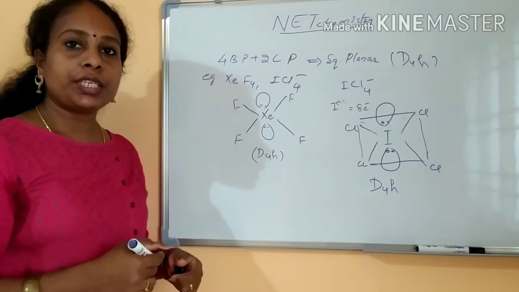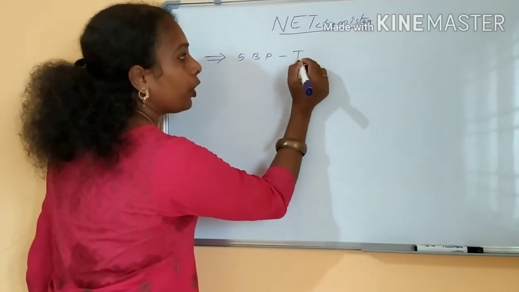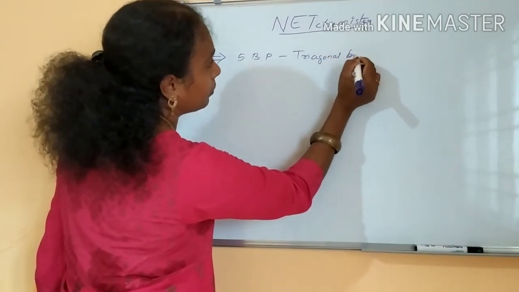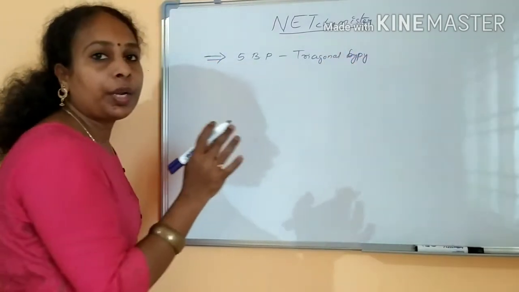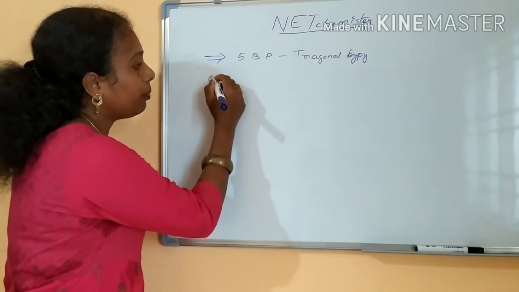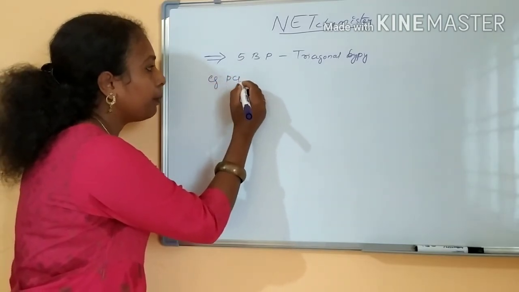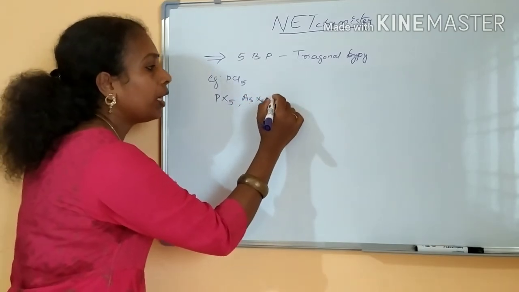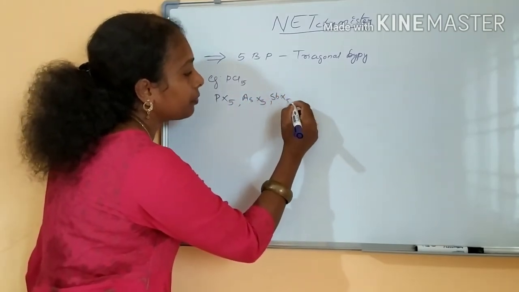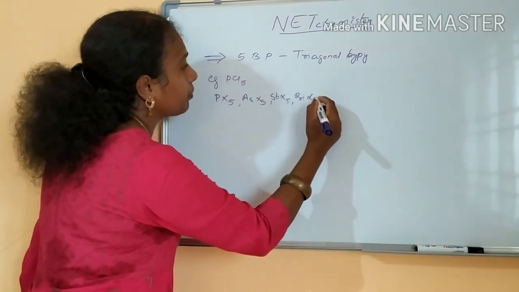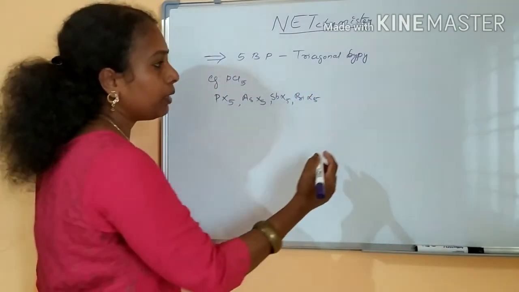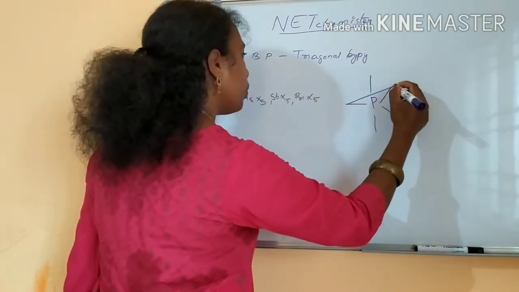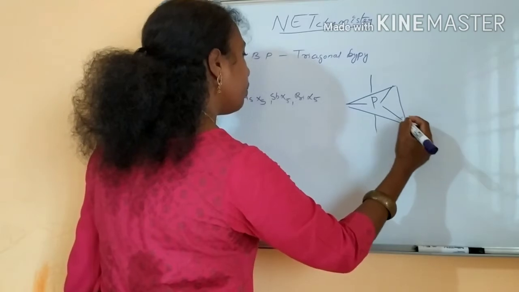Now the next condition is 5 bond pair alone present, trigonal bipyramidal shape. For example, I am writing PCl5. Phosphorus, arsenic, you know, antimony and bismuth. PCl5, we will see how the PCl5 molecule is coming. See, this is the shape of the molecule, trigonal bipyramidal.